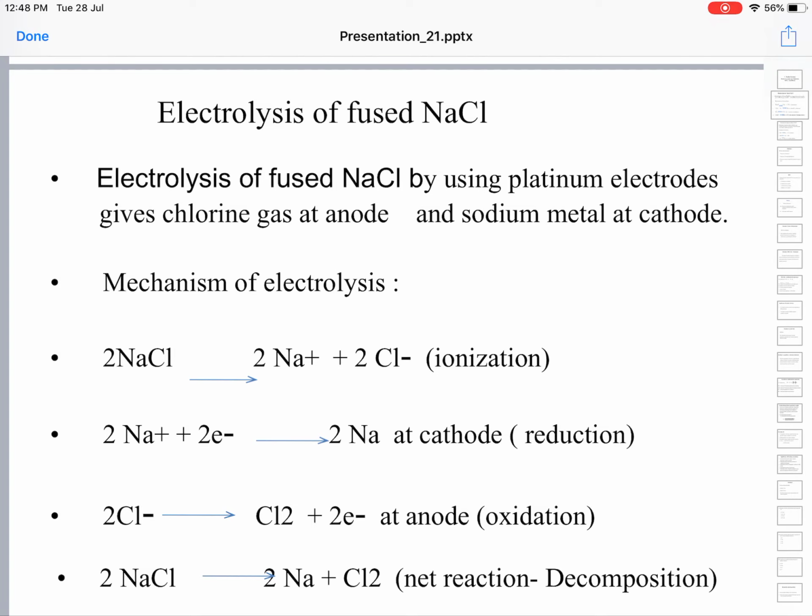The sodium chloride molecule is decomposing into constituent elements. How is it happening? It is happening by the passage of electricity through the molten or fused sodium chloride. This process is called electrolysis, that is, the decomposition brought about by passage of electricity. So this serves as an example of electrolysis. Let us see the diagram also here.